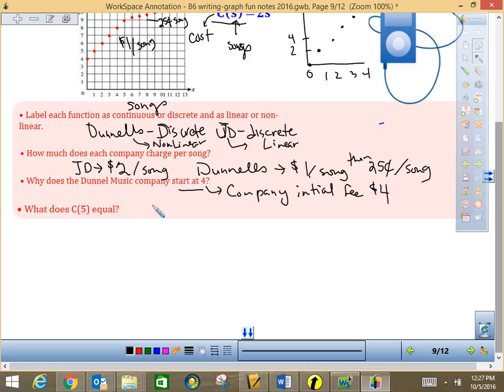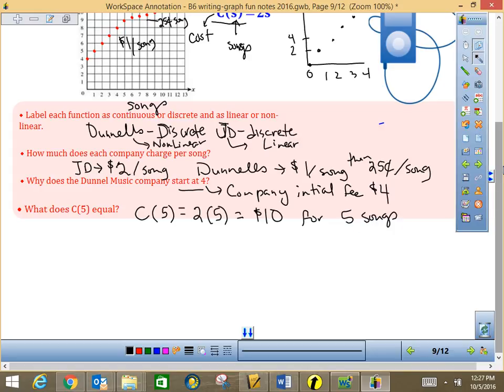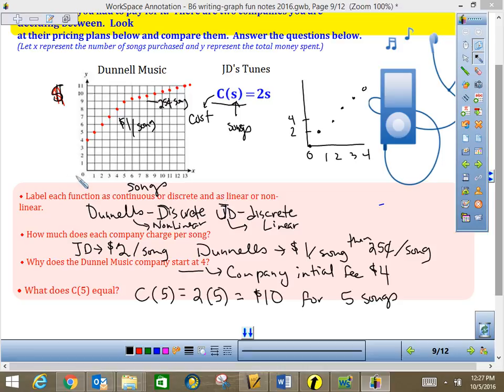The next question says, what does C of 5 equal? So we're going to go back to our equation, which was C of S, and we're going to replace the S with 5. And we're going to take 2 times the 5, in this case, and it's $10 for 5 songs. Okay? If we are looking at the other company, and we are looking at 5 songs, we are at $9, right? This one just asked us to find the first one. It didn't ask us to find Donnell's, but this one would be $9 if we were looking at that, okay?